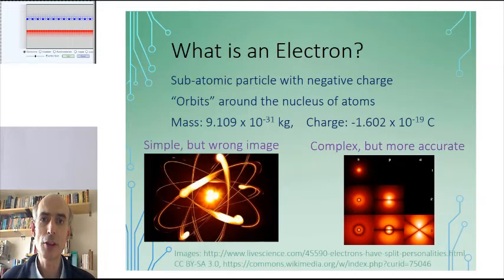Well, an electron is a fundamental particle of matter. It has a mass of about 9.1 times 10 to the minus 31 kilograms and a charge of minus 1.6 times 10 to the minus 19 coulombs.